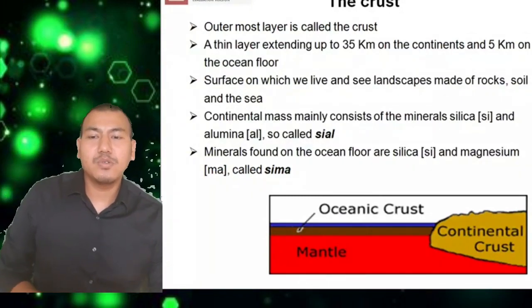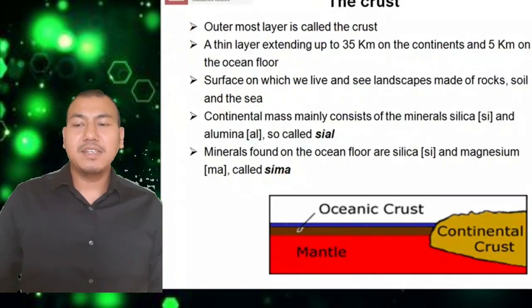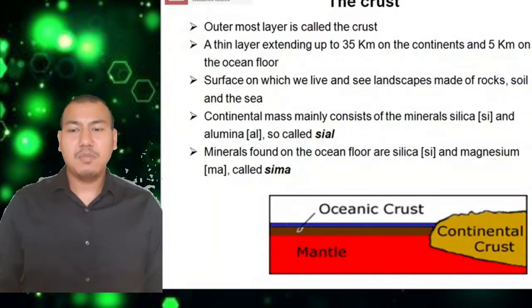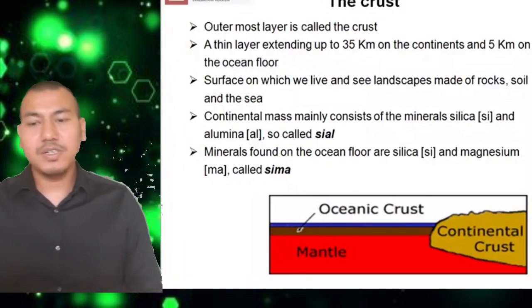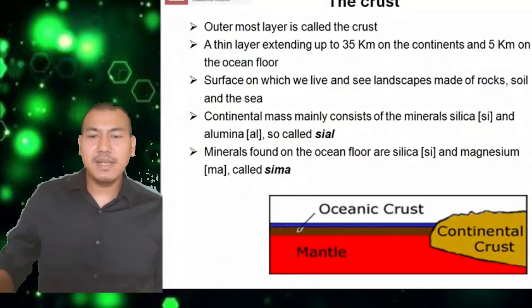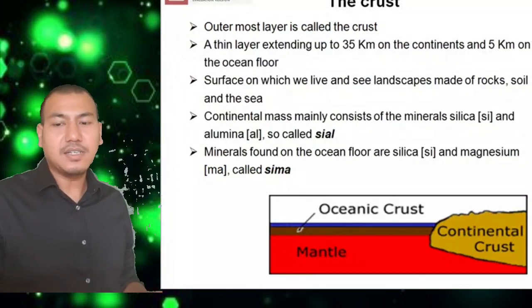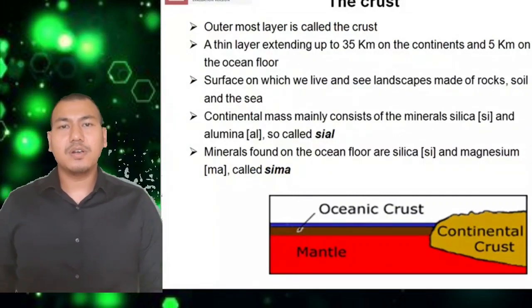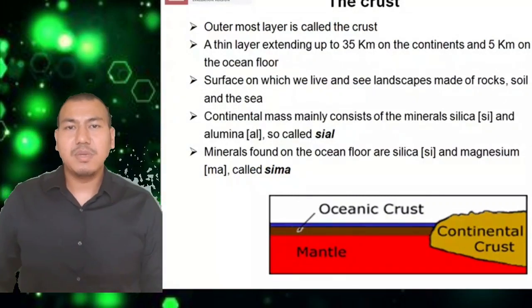Minerals found on the ocean floor are called silica and magnesium, and it is known as sima also. So you can see here the ocean crust. In the red one, that is the mantle, and the yellow one, that is the continental crust. So this is how the earth crust is made up, with the different minerals.